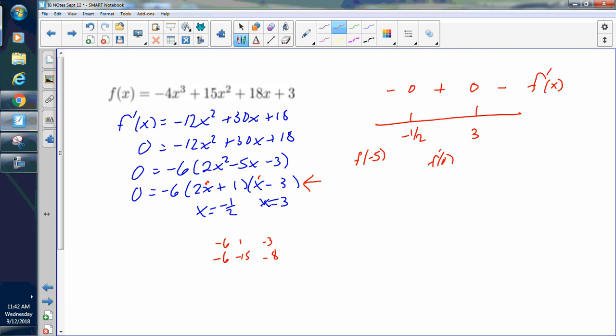And so with that, we know we are decreasing on the interval from negative infinity to negative 1/2, and also on the interval from 3 to infinity, and we're increasing on the interval from negative 1/2 to 3.